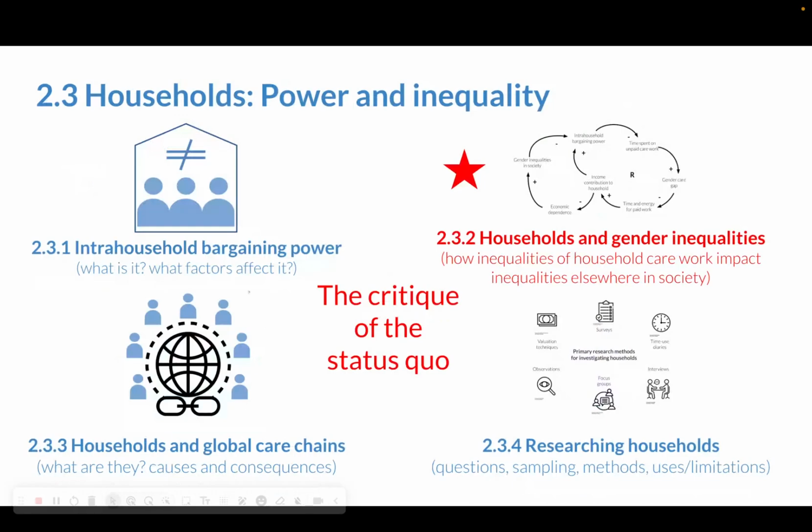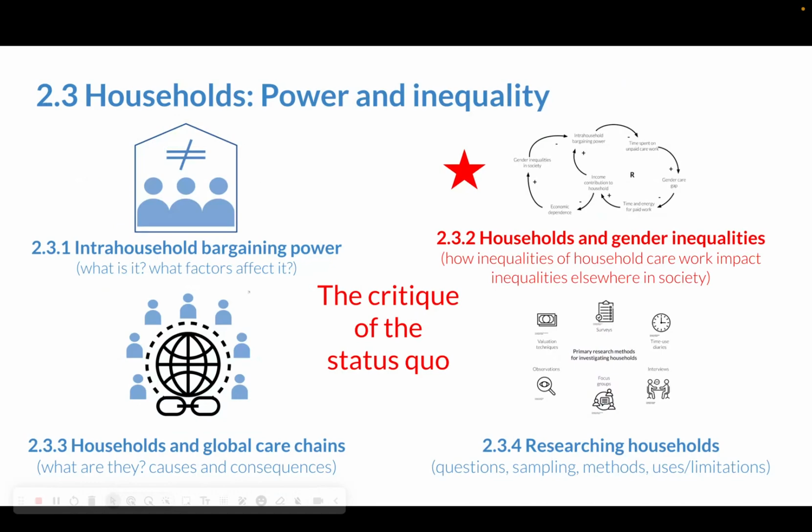Section 2.3 is basically a critique of the status quo relative to power and inequalities that stem from the way we organize household care and domestic work. Section 2.3.1 is on intra-household bargaining power. The power between household members is not equal, and so understanding why that's the case and what factors affect unequal household bargaining power is part of that section.